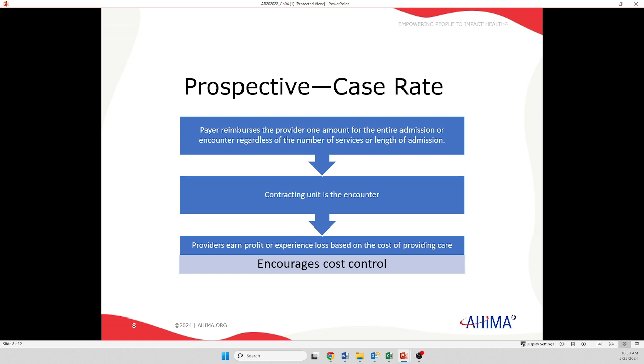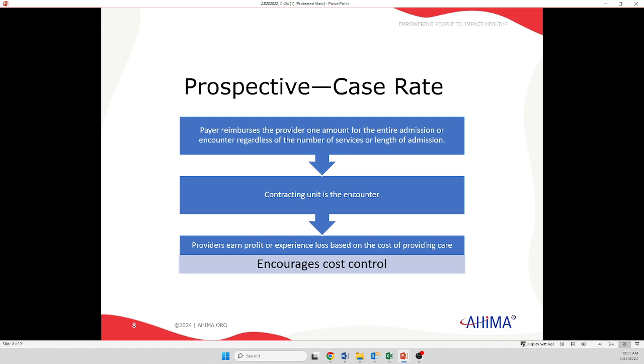Next, we have a case rate. Now, with our case rate, the payer reimburses the provider one amount for the entire admission or encounter, regardless of the number of services or length of admission. This can be inpatient, outpatient visit, a same-day surgery. There's no increase in payment. It's just a predetermined amount of money, and it goes, again, by those historical resource needs, and it's based on what is a typical cost. It encourages cost control.